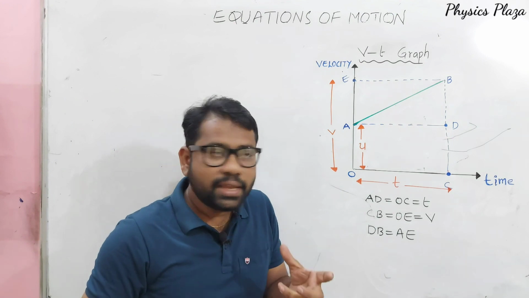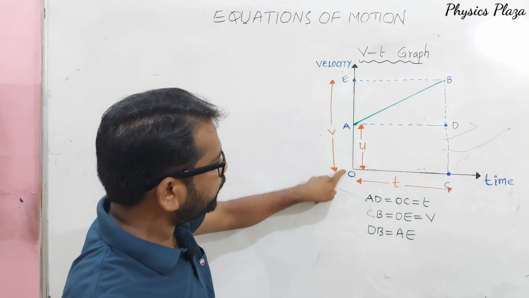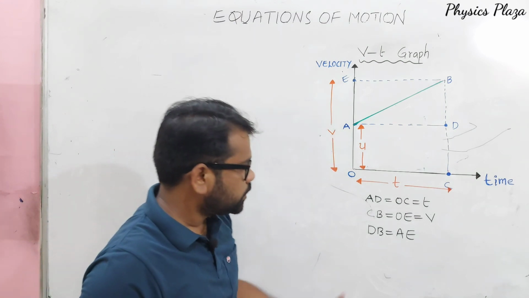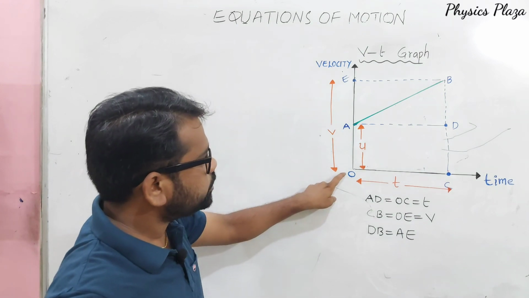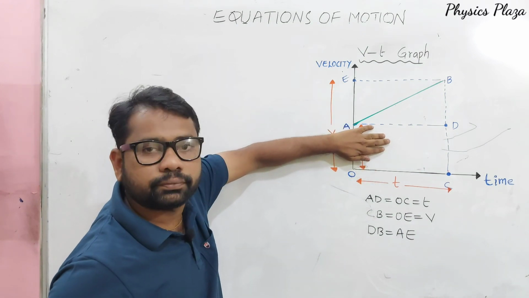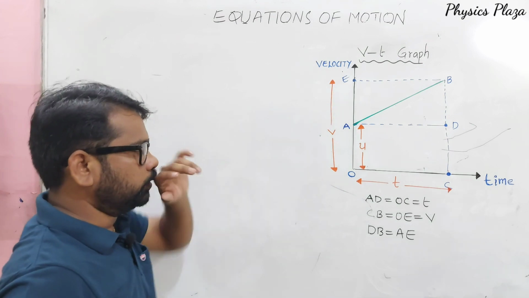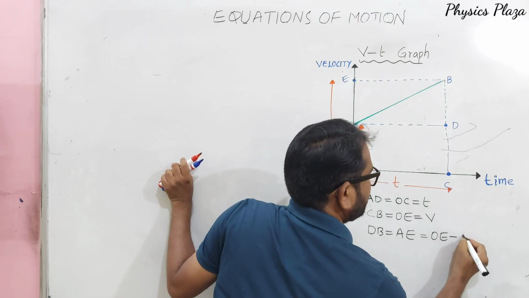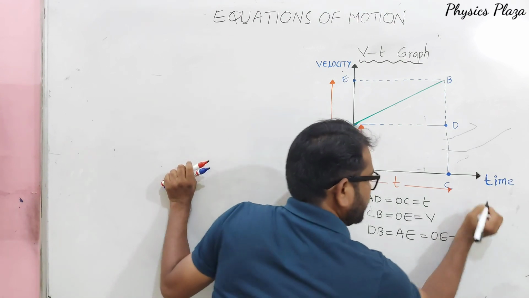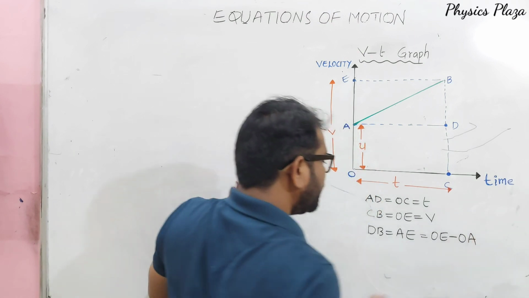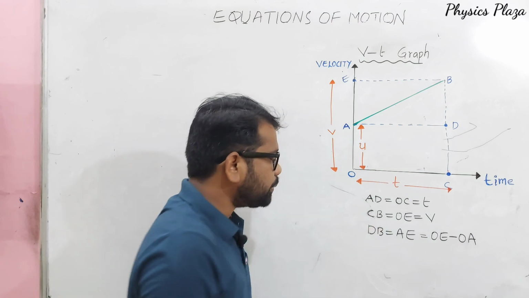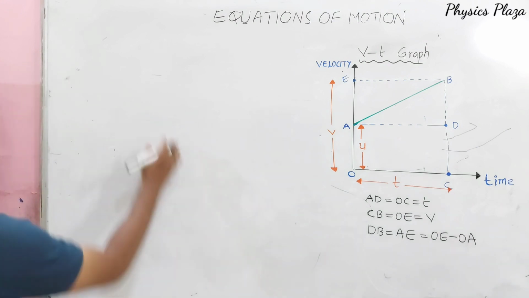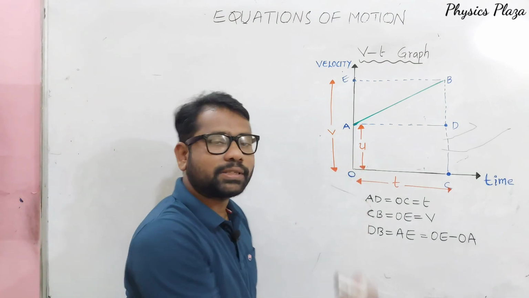But children, what is AE in this? How to get AE? Think properly, it's very, very important. From this OE, if we subtract this OA, then it will be AE only. Let us write it like this: AE is OE minus OA. Children, this is what we need. This information is needed in order to derive the equation of motion. Now, dear children, let us derive the first equation of motion by using this velocity time graph.